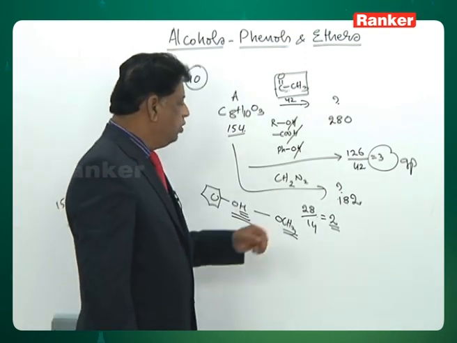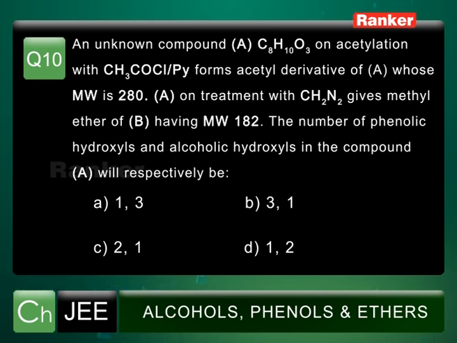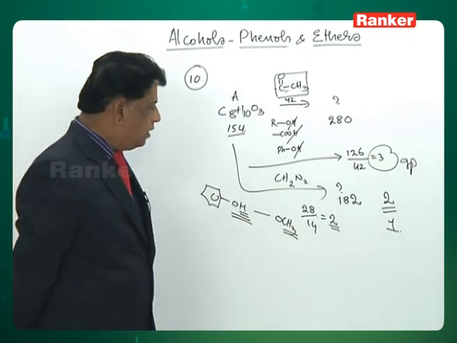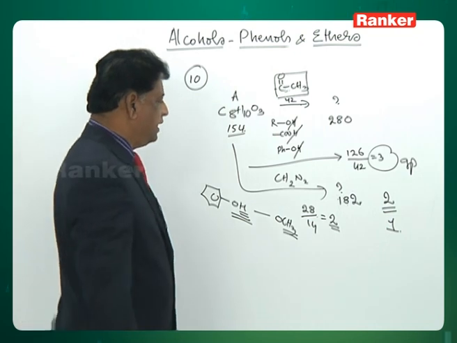Phenolic OHs are 2. So the ratio he is asking, the final answer, is the phenolic hydroxyls versus the alcoholic hydroxyls. The options are 1 and 3, 3 and 1, 2 and 1, 1 and 2. So the answer is 2 for the one type, and the other one is the other type. The first one is the phenolic hydroxyls, the second one is the alcoholic hydroxyls.